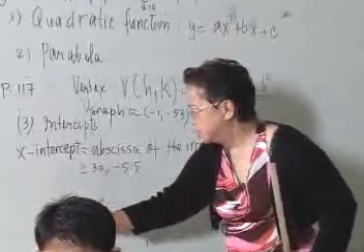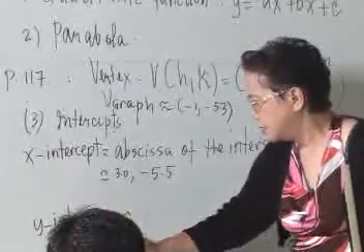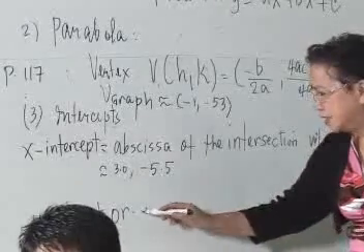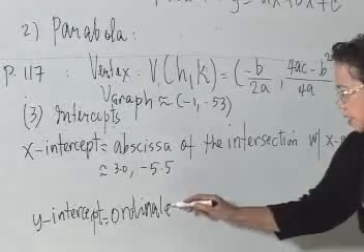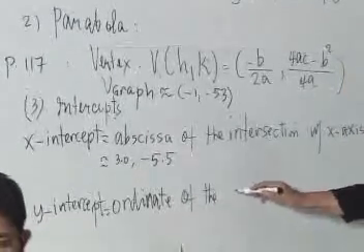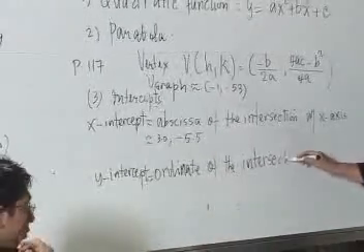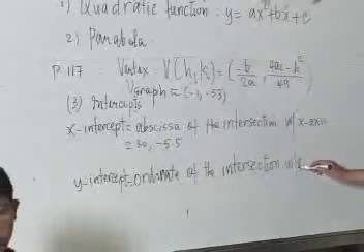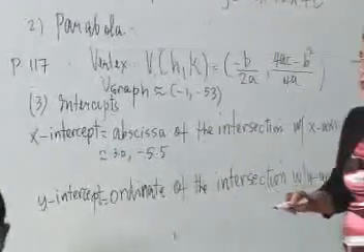And this is the y-intercept. That is the ordinate of the intersection with the y-axis, of the graph with the y-axis. So, Carlo, will you point out the y-intercept?